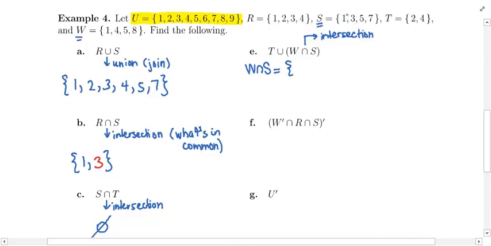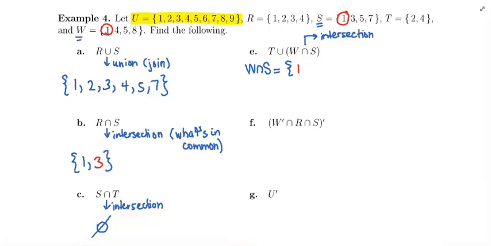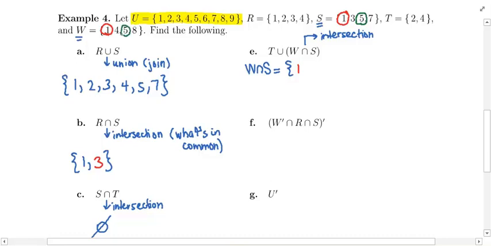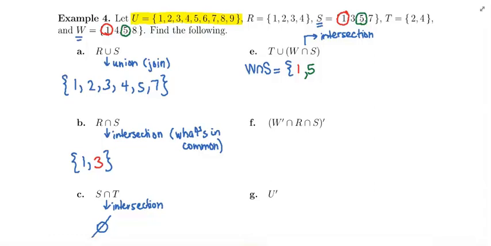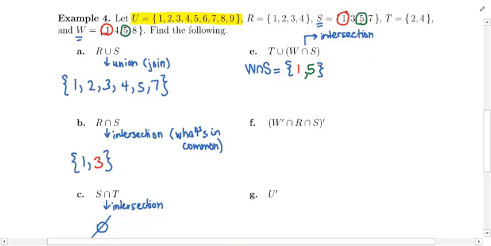If I look at S, I see a 1 and I see a 1 in W. That's going to be part of the intersection because they have that number in common. And then S has a 3, but W does not. S has a 5, and so does W. So that's going to be another number in the intersection. And lastly, S has a 7, but W does not. W has a 4 and an 8. Those numbers do not appear in S. So this is the intersection. The only numbers in common to both W and S are the numbers 1 and 5. So that's what's in parentheses.